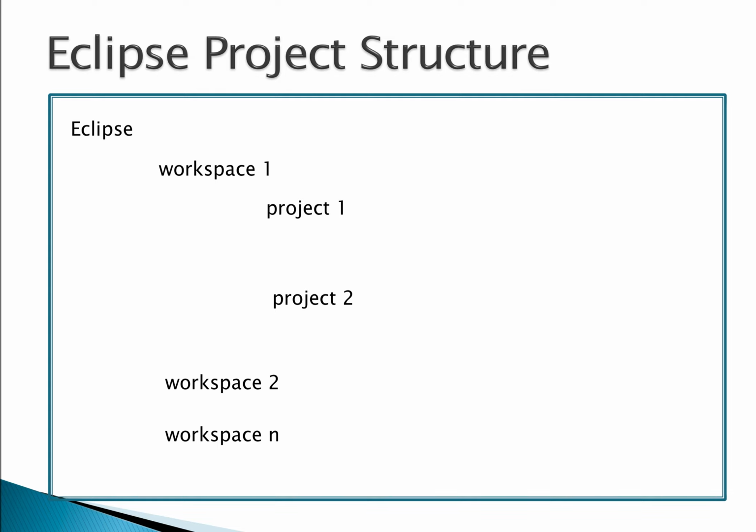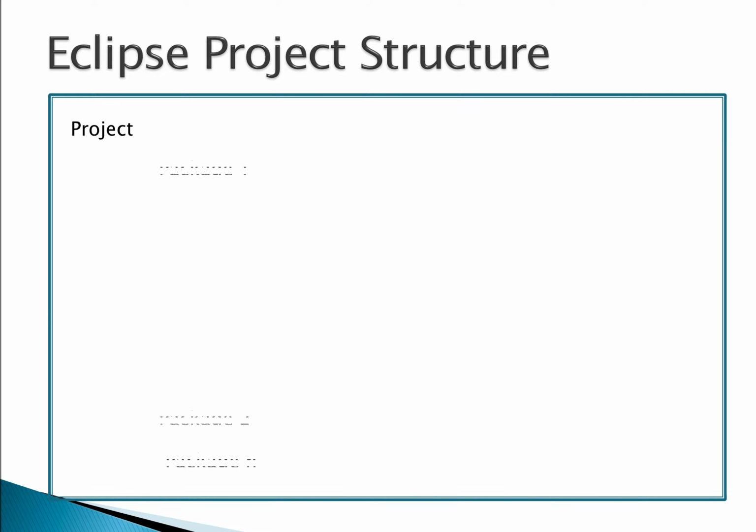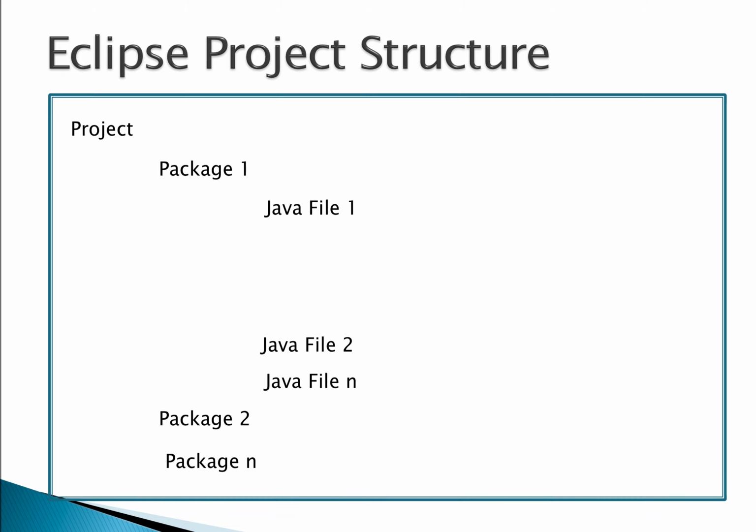And as I said, you can have multiple projects in a workspace, and each Java project is going to contain multiple packages, and each package can contain multiple Java files, and each Java file can contain multiple classes, and each class can contain multiple methods. So we write methods inside a class and classes inside the Java file, and Java files we can put into a package, which is again a kind of grouping, and we put those packages into a project.